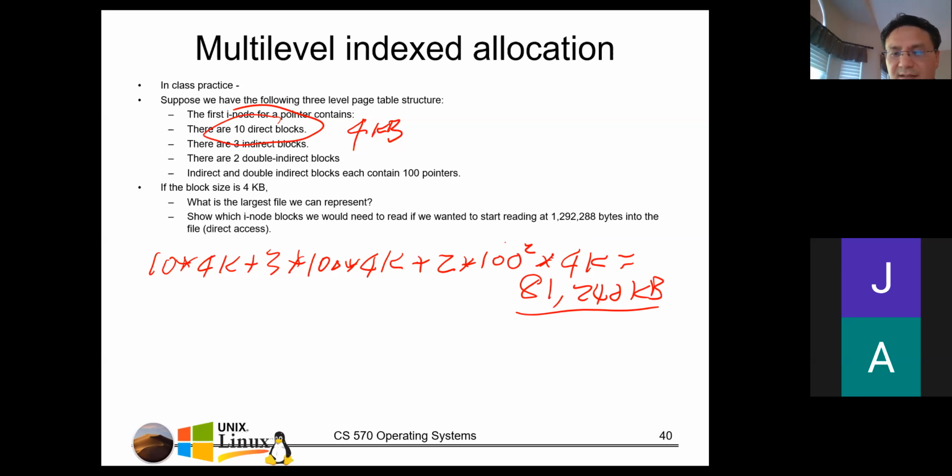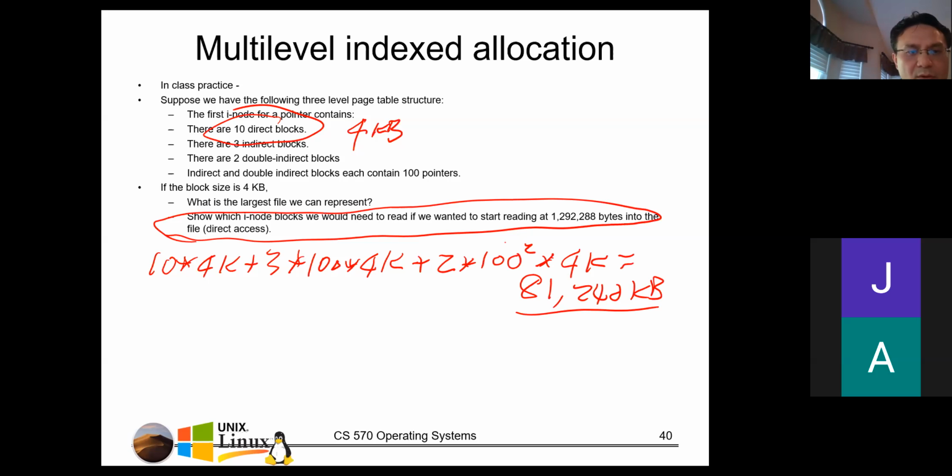And let's see, how do you answer the second one? The second question is about showing which inode blocks we would need to read if we wanted to start reading at this particular position into the file. This position is a kind of logical position, so these many bytes into the file. So we are doing a direct access here, right?